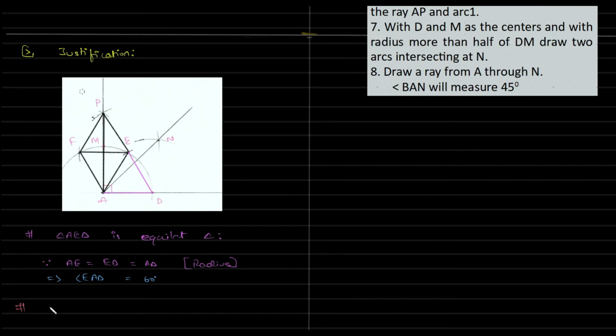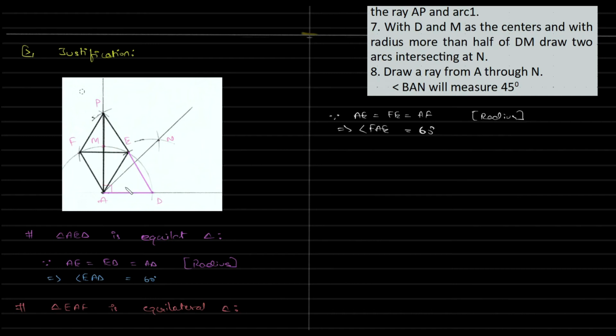So next thing is triangle EAF is another equilateral triangle. So here too, the reason is AE is equal to FE is equal to AF. All of them are again radii. So we have angle FAE to be 60 degrees.